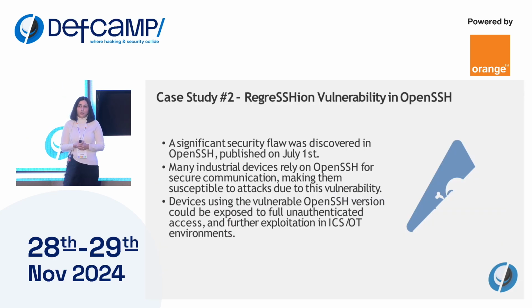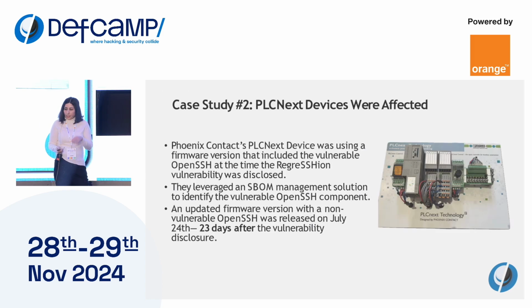The second case study is the regreSSHion vulnerability. How many of you have heard of it? This vulnerability was identified this year on the 1st of July. Many industrial devices, and not only industrial but even enterprise devices, even your desktop Linux system, had a vulnerable OpenSSH version. It could expose the devices to unauthenticated access and full exploitation of those devices. And then we analyzed several devices.